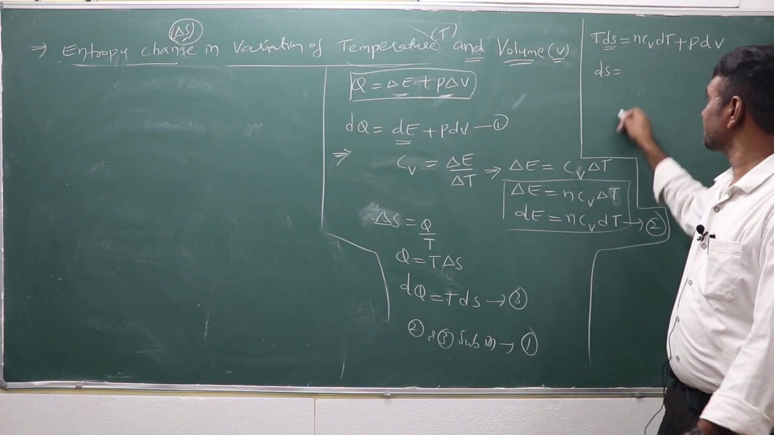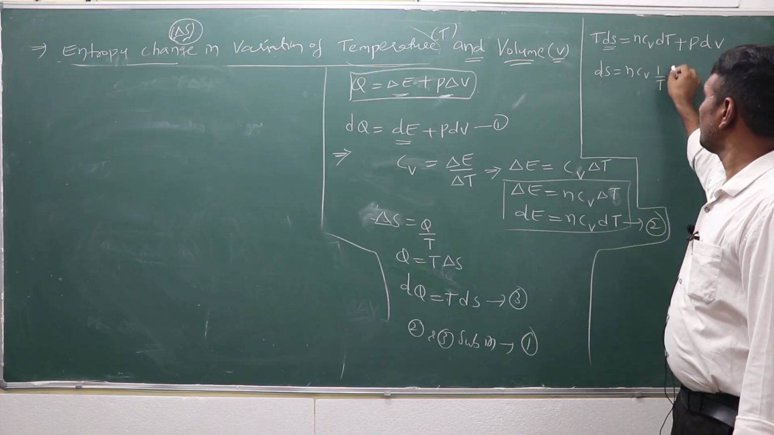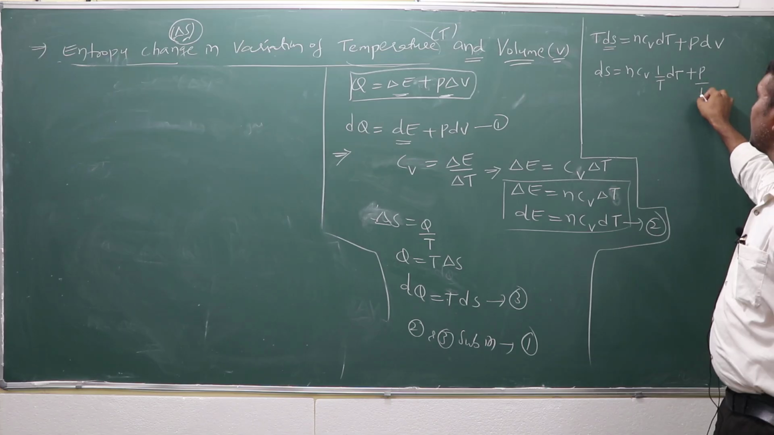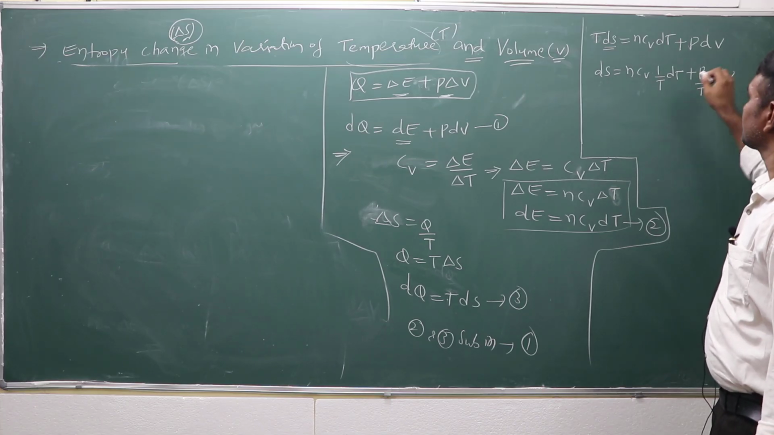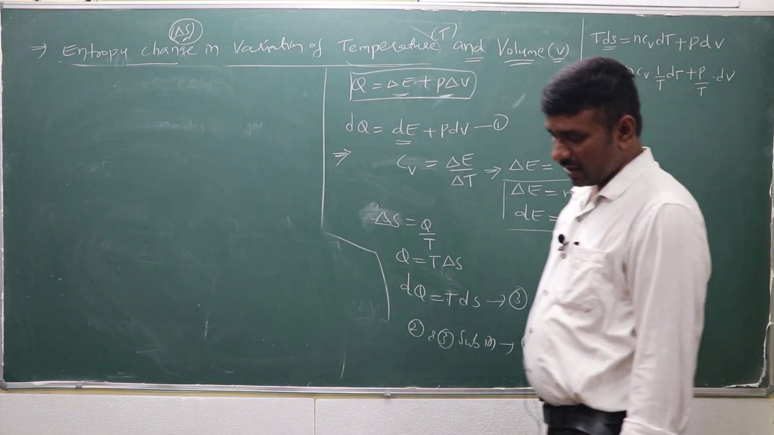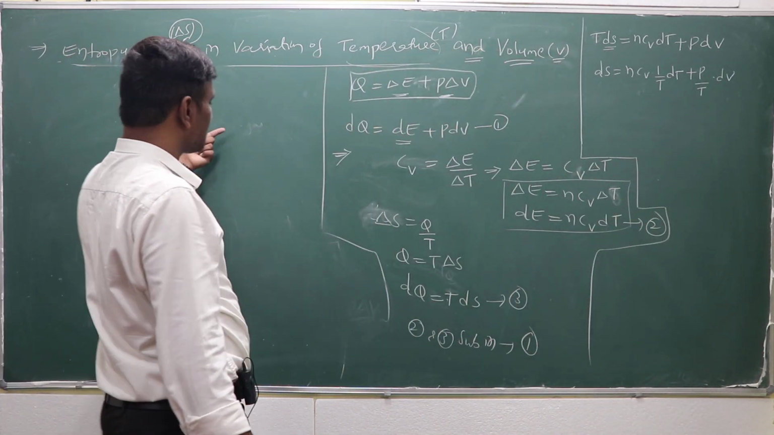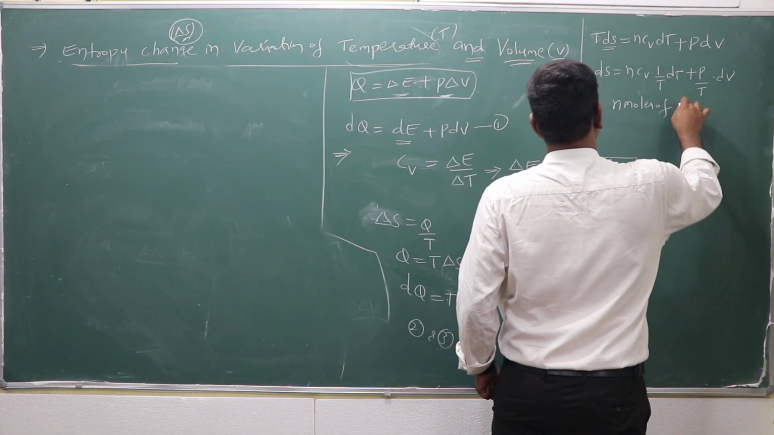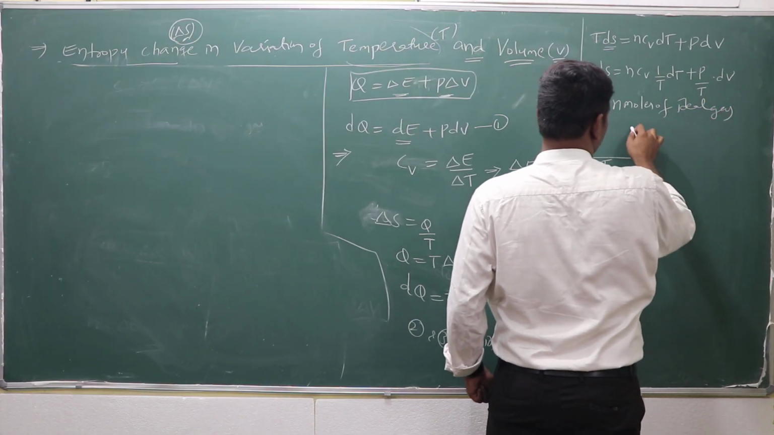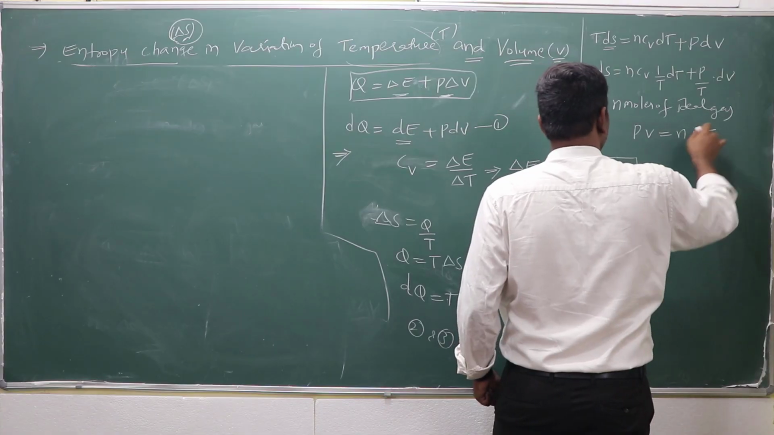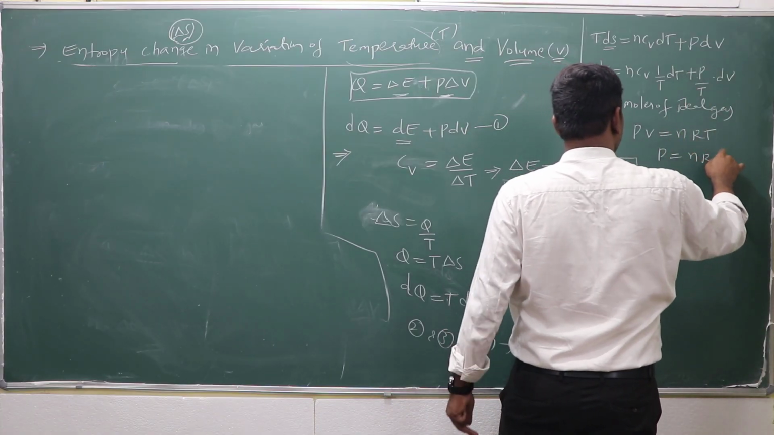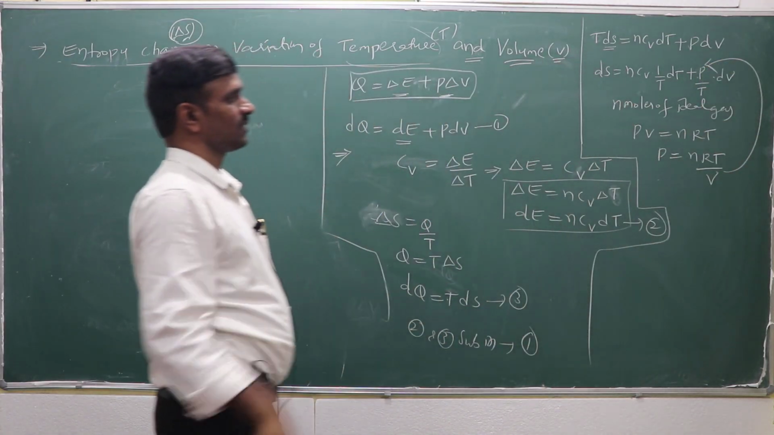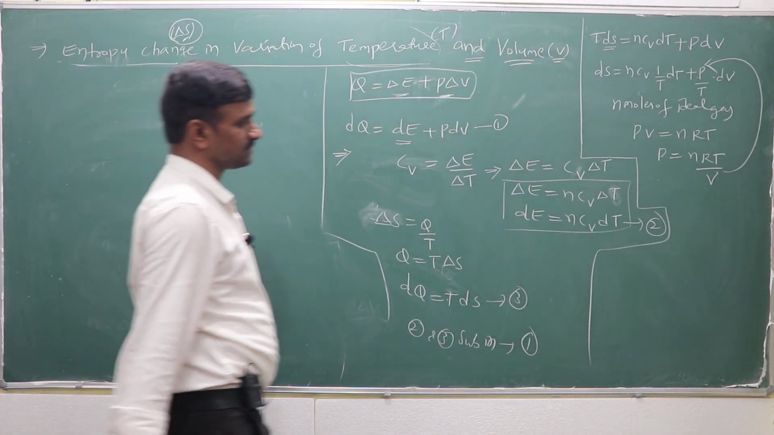That means dS is equal to nCV into 1 by T into dT, this T going to the right side, plus P by T into dV. And I mentioned earlier that for n moles of ideal gas, the gaseous system is taken. n moles of ideal gas means PV is equal to nRT. Then P is equal to nRT by V, substituted in place of P in this equation.